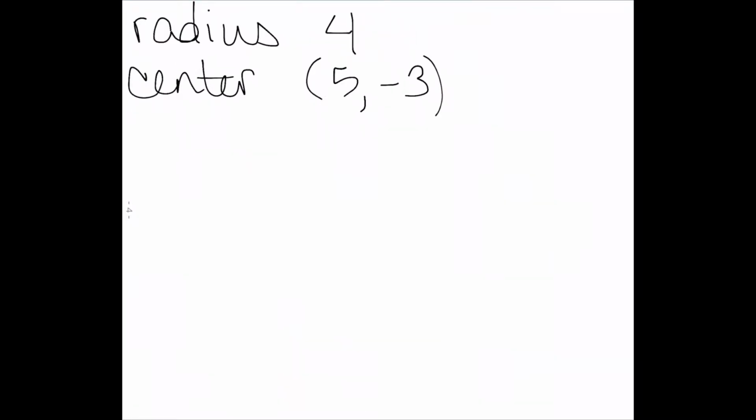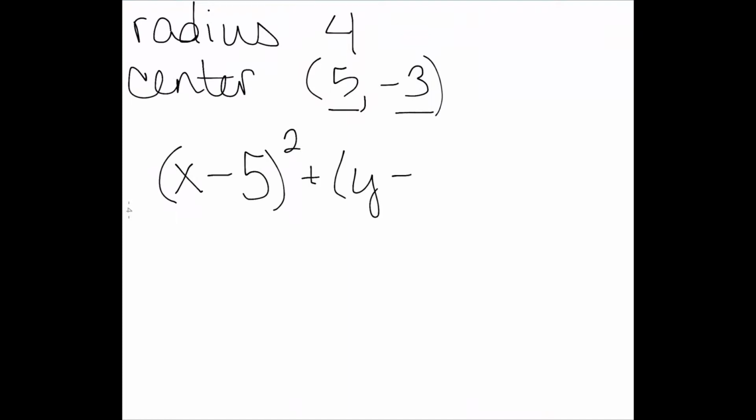What if we want to find the equation of the circle? Well, we have a center and we have a radius, so it's going to be (x - 5) squared plus (y - (-3)), which is (y + 3), squared, is equal to my radius squared, which will be 16.